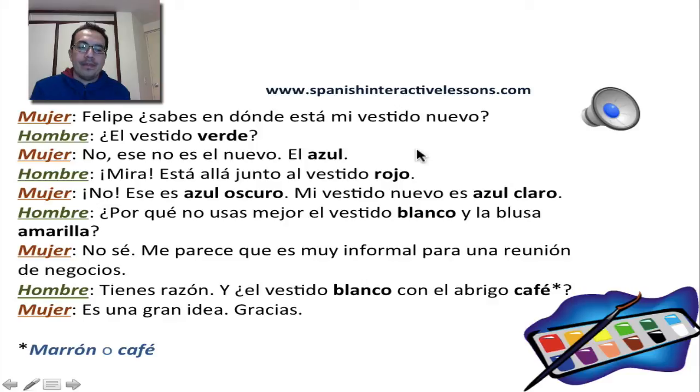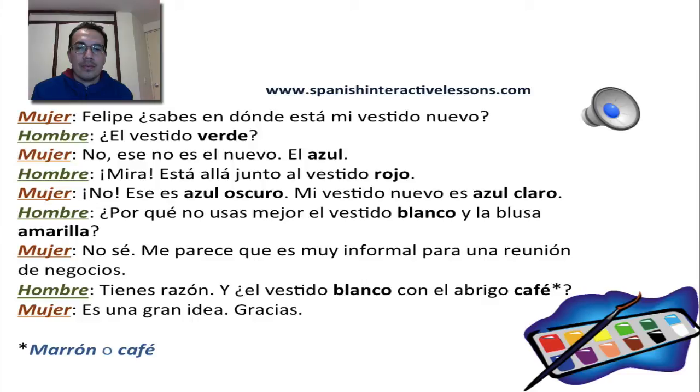Felipe, ¿sabes en dónde está mi vestido nuevo? ¿El vestido verde? No, ese no es el nuevo, el azul. Mira, está allá junto al vestido rojo. No, ese azul es oscuro, mi vestido nuevo es azul claro.